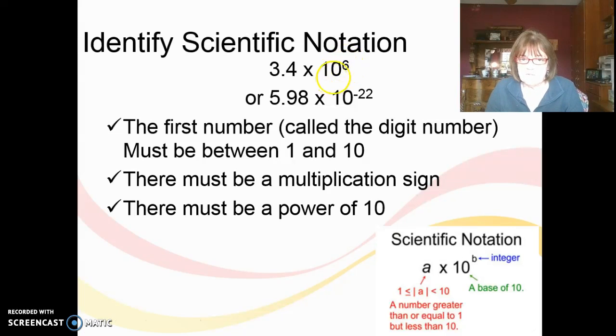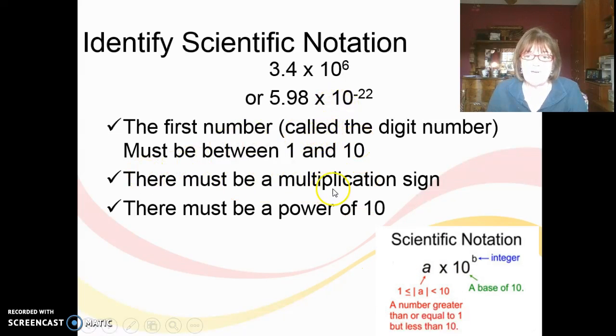So here's the rules. The first number right here, we call it the digit, we call it the first factor, all different ways we call it. That has to be between 1 and 10. And I have a little diagram down here. It actually can be 1. It can be equal to 1, but it has to be less than 10. It can't be equal to 10. So it's got to be between them.